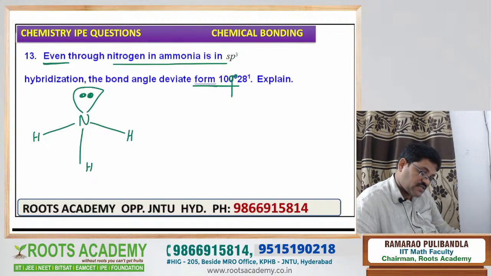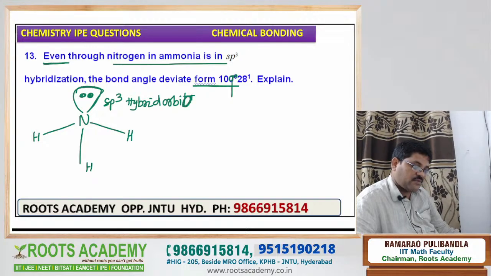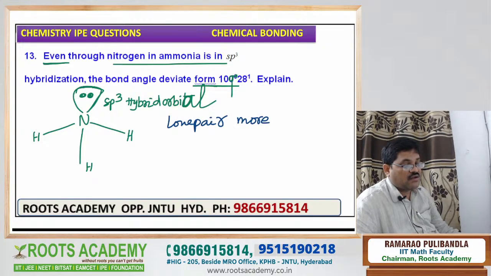Now here, because the nitrogen is sp3 hybridized, one of the sp3 hybrid orbitals has a lone pair. Now this lone pair occupies what? The lone pair occupies more space. What is a lone pair? A pair not involving bonding. Therefore, the lone pair occupies more space.